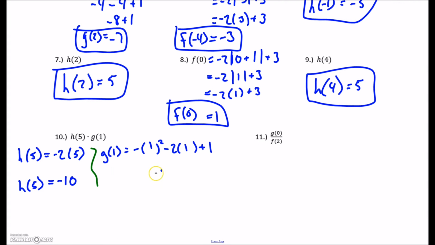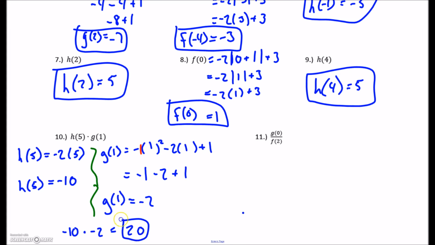This next one, as I start to simplify this thing, this is like a negative 1 out front. So when I do this, I have to do the 1 squared and then times the negative 1 is a negative 1, minus 2, plus 1. That's going to be a negative 3 plus 1, which is a negative 2. So I've got h of 5 and g of 1, and this problem was actually telling me to take h of 5, which was negative 10, times g of 1, which is negative 2. So I multiply those together and it gives me a 20, and that's it. All right. So it's just asking me to plug these things in and then do an operation with the numbers that I have left. Okay.